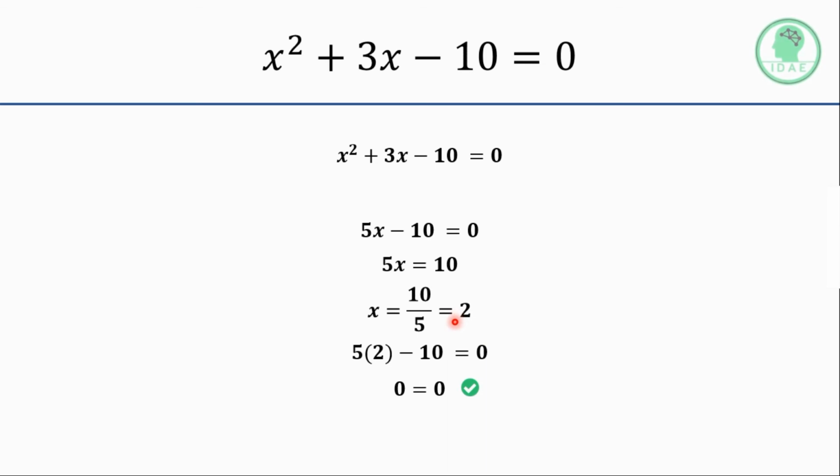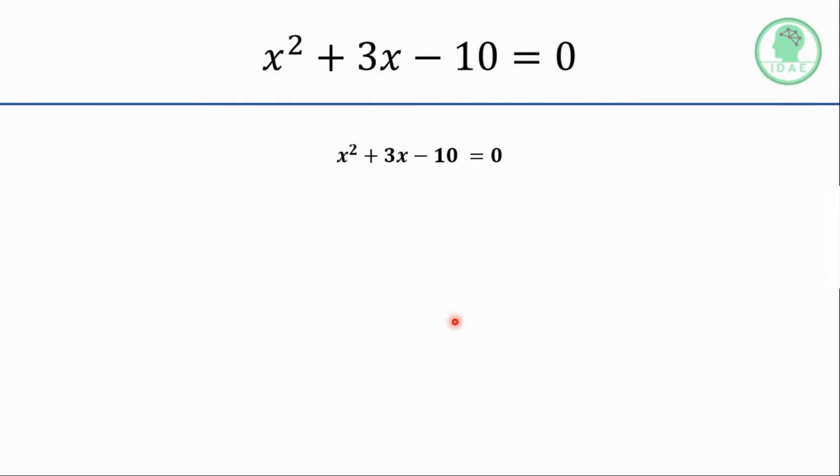Now, you can see that solving such a linear equation is pretty straightforward. We just need to eliminate the factors that are with x to leave x alone and get our result, right? But here in a quadratic equation like this one, it's not that easy. Let's see why. So let's try to get rid of 10, all right? So we add 10 to both sides and we get x squared plus 3x equals 10.